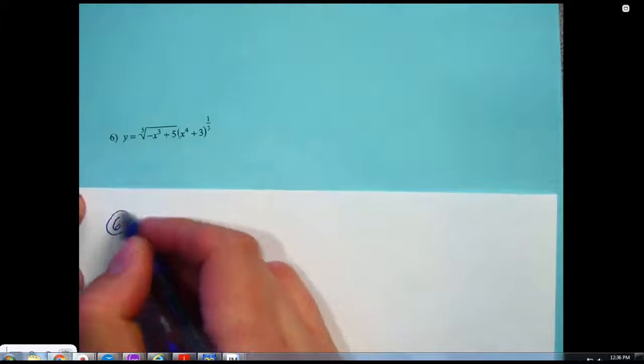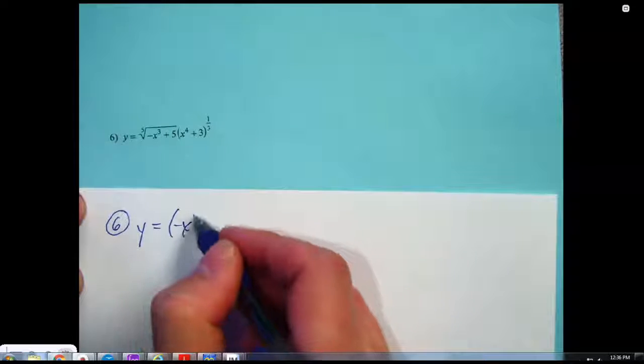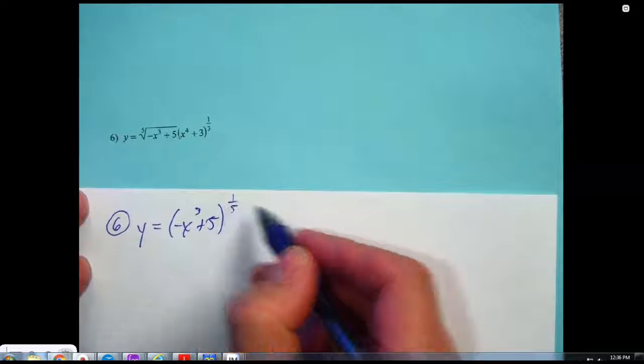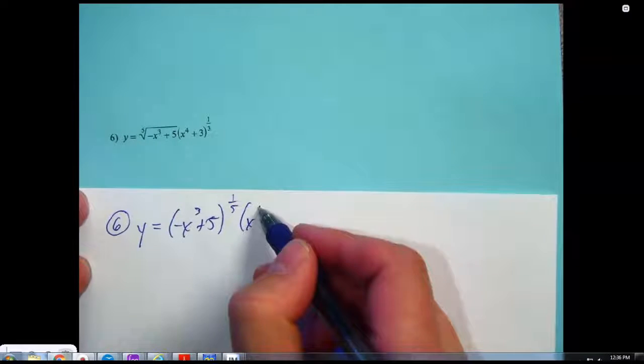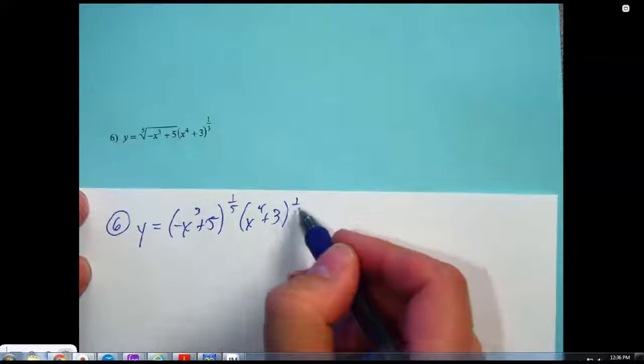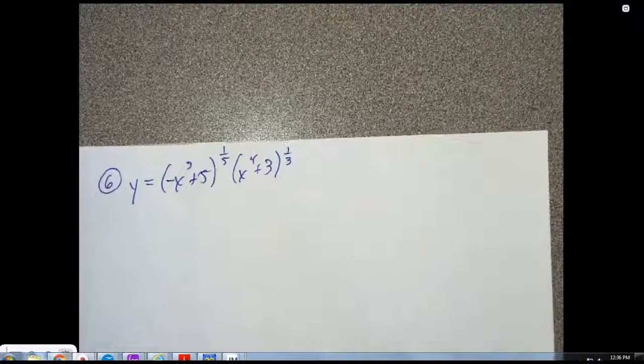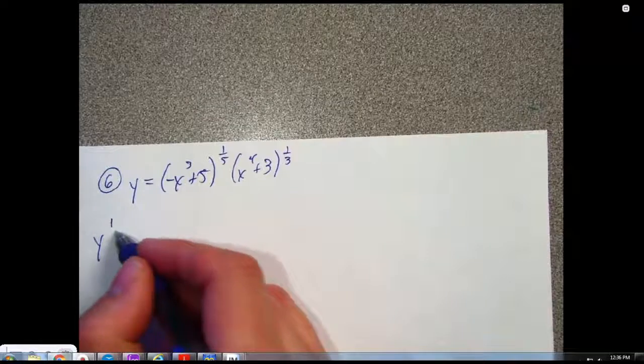Alright, moving on to number 6. Again, I'm going to rewrite it. So I have (negative x to the third plus 5) to the 1/5, and then (x to the 4th plus 3) to the 1/3. So no negative exponents at the start of the problem. But we will get some when we take the derivative.